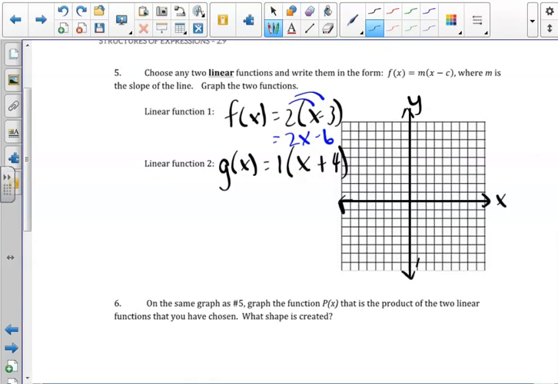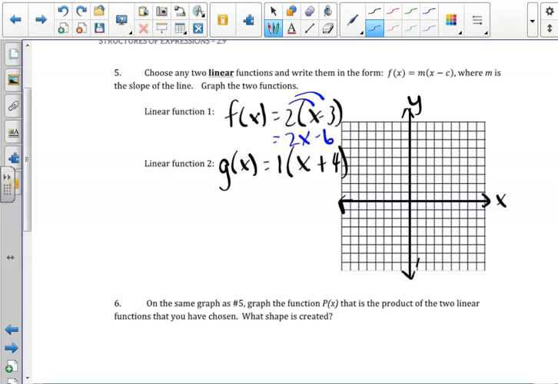In number 5, we were asked to choose any 2 linear functions and write them in the form f of x equals some number m times the quantity x minus c, where m is the slope of the line, and graph the 2 functions. So the 2 that I just picked, which several of you in class picked different examples, was the function f of x equals 2 times the quantity x minus 3, and g of x equals 1 times the quantity x plus 4.